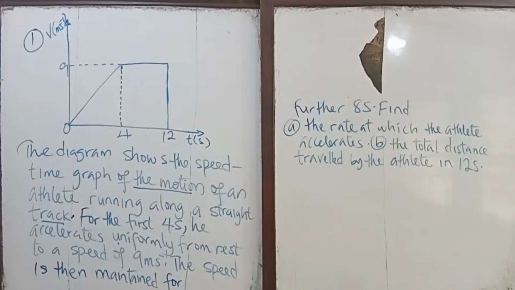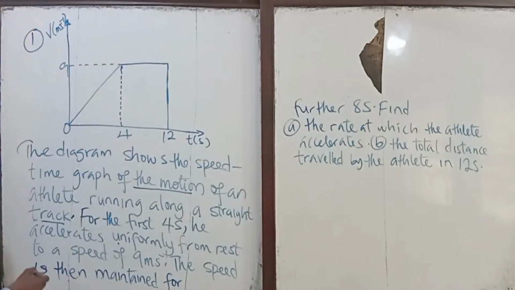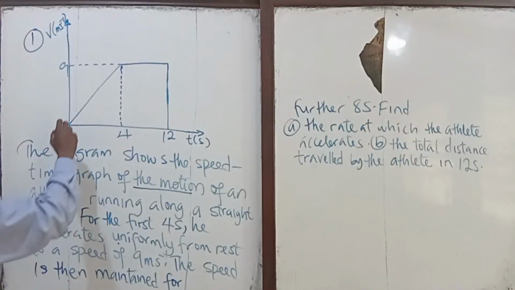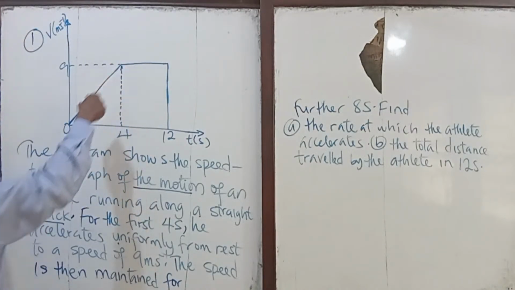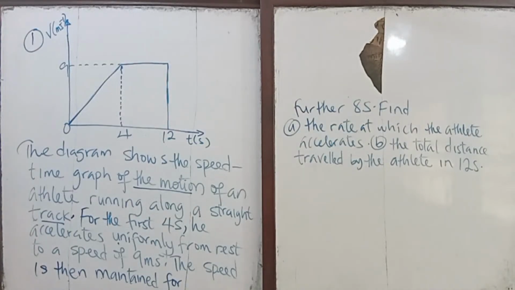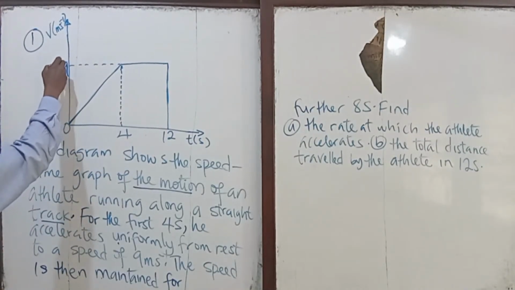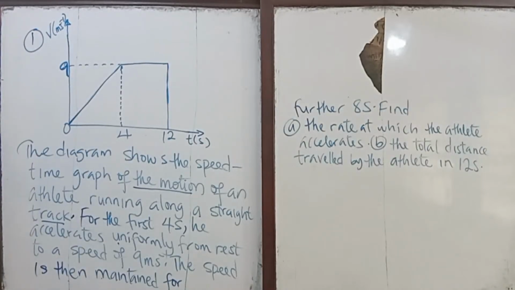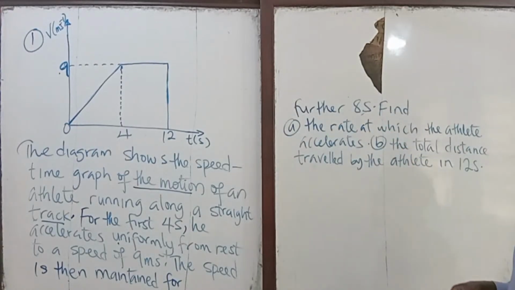For the first 4 seconds, you can see he accelerates uniformly. The athlete accelerates uniformly from rest to a speed of 9 meters per second. And then the speed is maintained for a further 8 seconds.